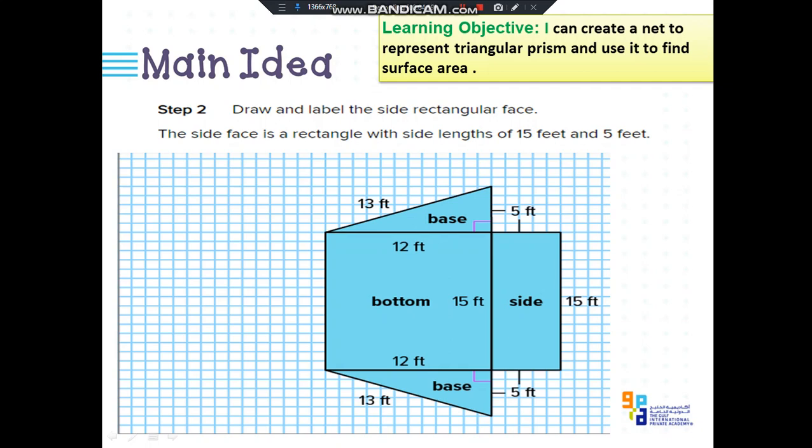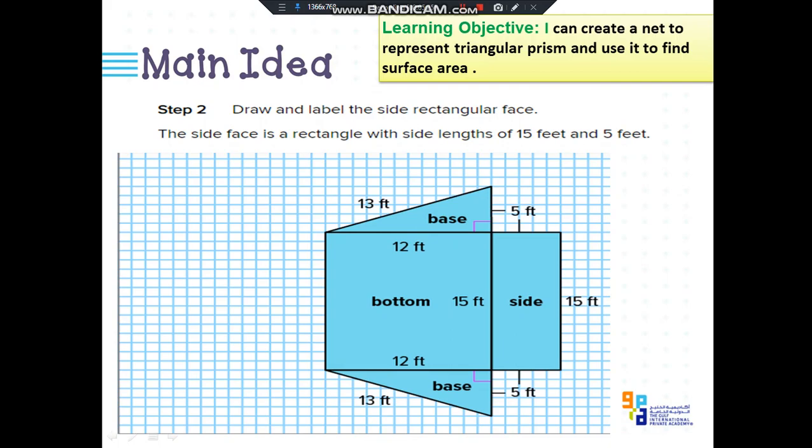We drew on top of the side rectangle, so that you have two sides here, and also you have another side. It will also be shown in step number 3. The side face is a rectangle with side lengths here. Here the side length is 15 feet, and here also 15, and here 5 feet. For this side you have a rectangle with length and width.